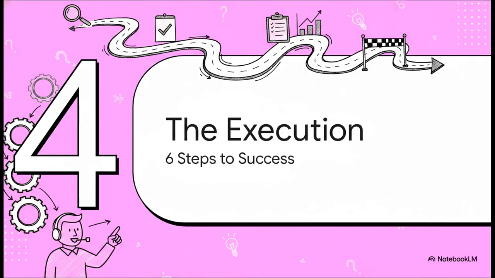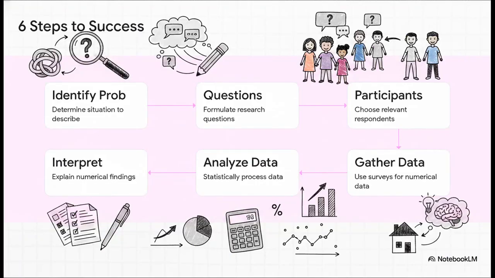Section 4, the execution, 6 steps to success. If you're going to conduct one of these studies yourself, you need a roadmap. Consider me your coach for this section. We are going to walk through the complete life cycle of a study. There are 6 essential steps. Here is your logical progression checklist. Step 1, identify the research problem. What exact situation are we describing?